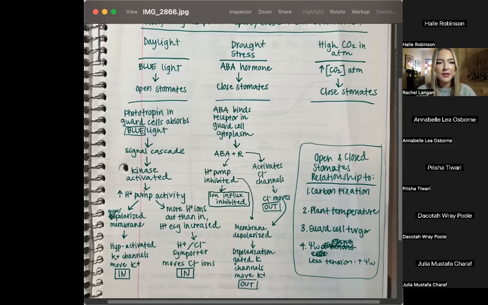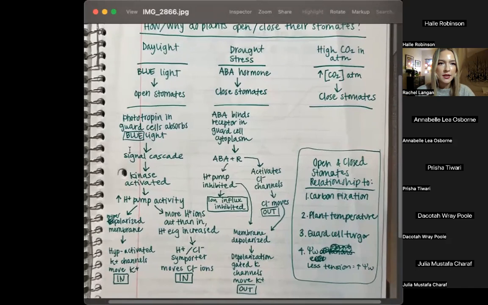At the same time, as we increase this hydrogen pump activity, more hydrogen ions out increases the gradient, and that's going to allow the hydrogen chloride symporter to move chloride ions in. So very similar to what we've seen, but now instead of sour and phosphatase, we have a kinase increasing the hydrogen pump activity and then doing the same thing downstream.